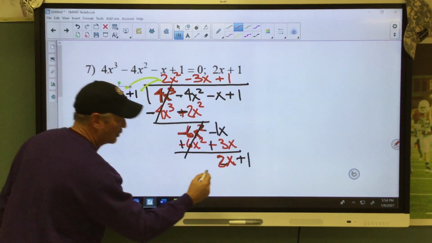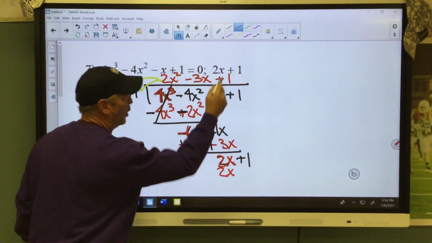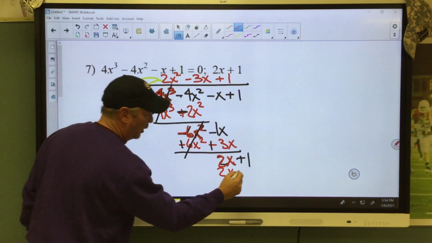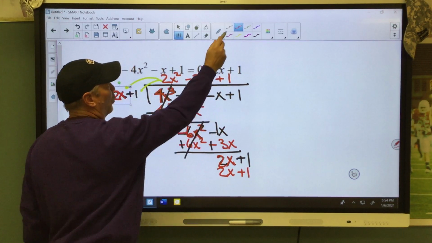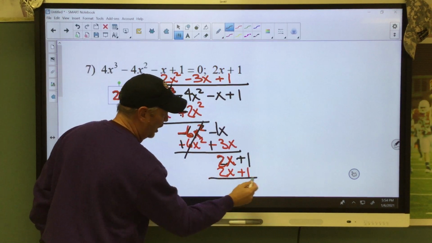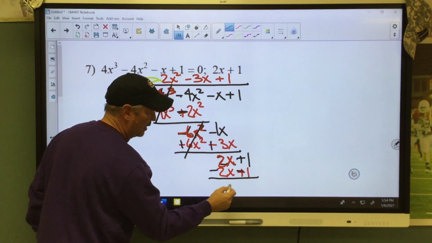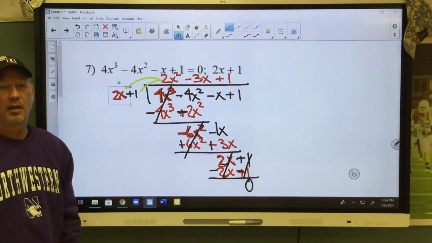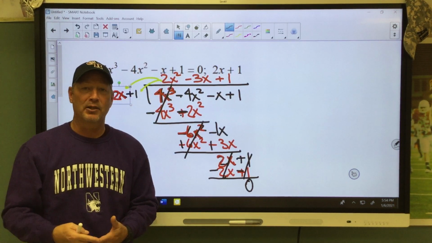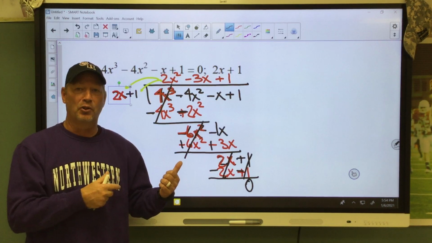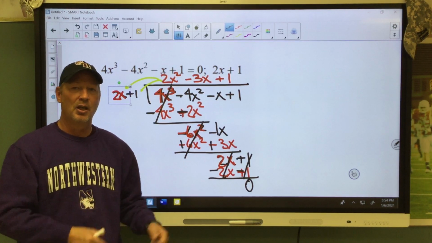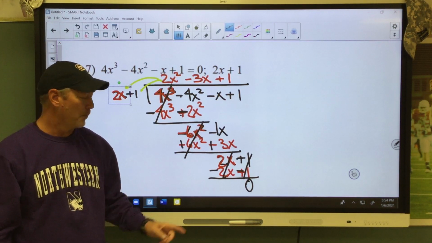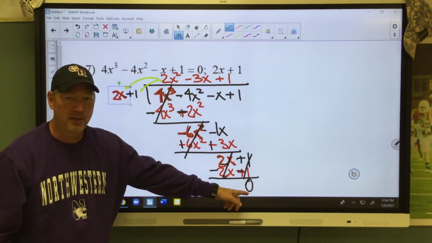1 times 2x is 2x. 1 times 1 is 1. We are done. Draw a line, change both signs. Cancels, cancels, remainder is 0. That's what we were trying to do. Remember on the other two when we got to do synthetic division, we wanted our remainder to be 0. We still need our remainder to be 0.